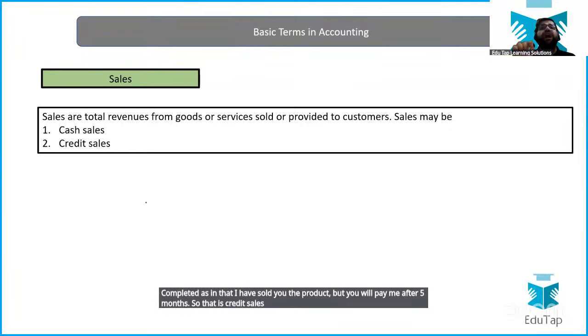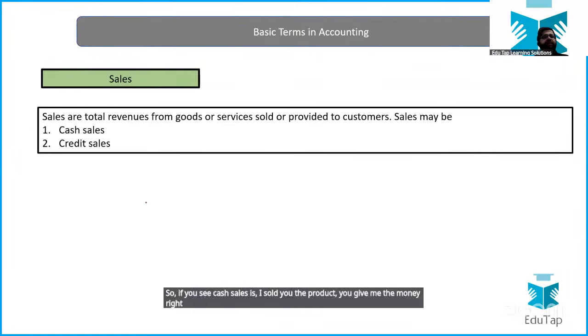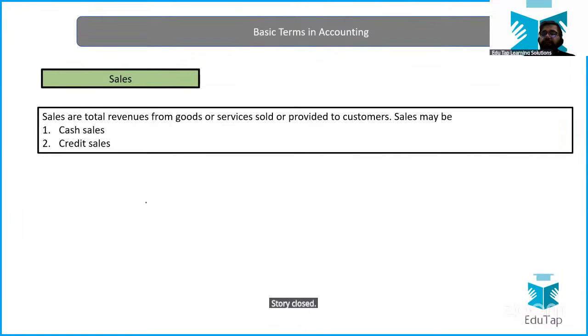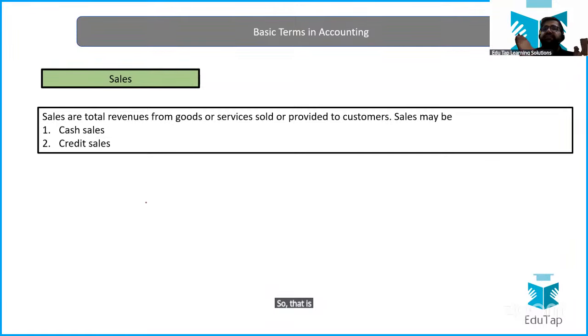जिसको बोलते हैं उधार में बेचना. So if you see, cash sales is I sold you the product, you give me the money right now only. Story closed. But if you talk about credit sales, it means when the sale happened, you will pay me after 5 years or after 2 months or after 3 months. So that is credit sales.